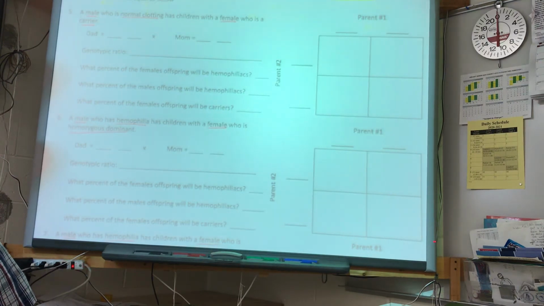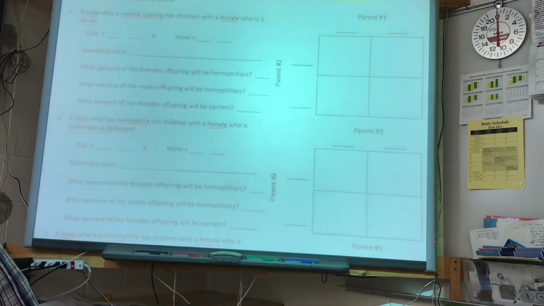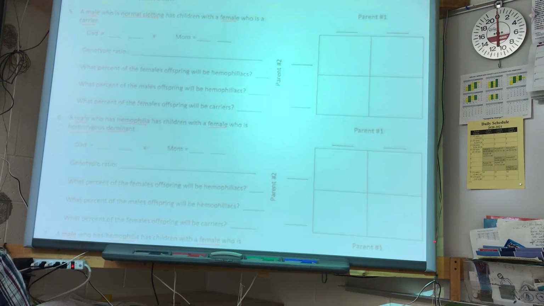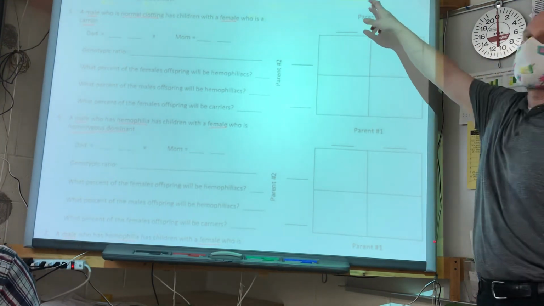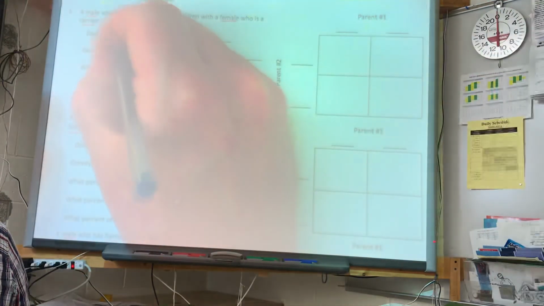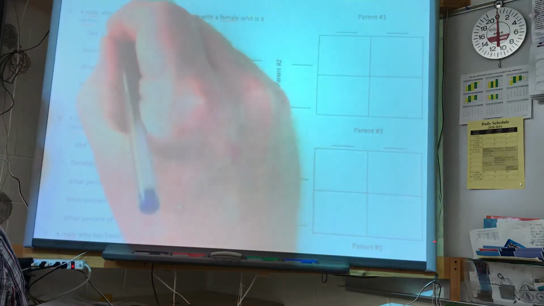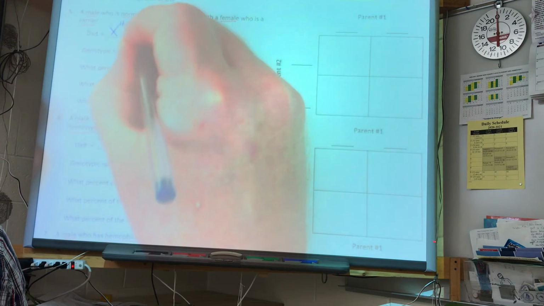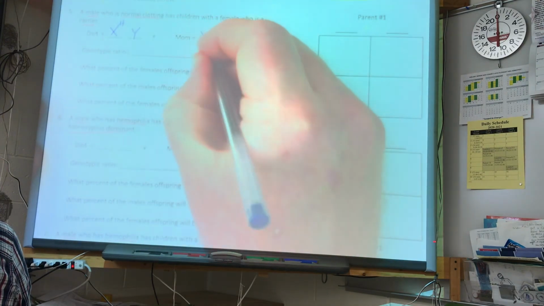So this one we aren't going to go through, but it's the same mechanisms, but instead of being for colorblind, now it's X capital H, which is normal clotting, where X little h would be for hemophilia. It's still a sex-linked recessive trait, same mechanisms, just different letters, same ideas. So instead of being colorblind, we're going to say hemophilia. The mechanisms are the same.